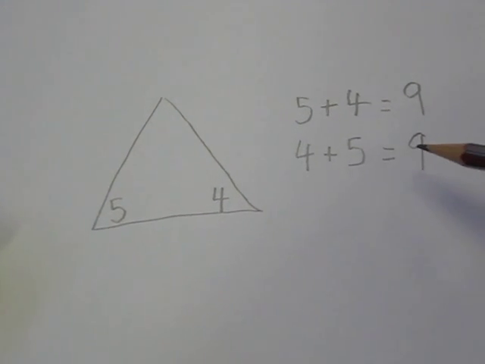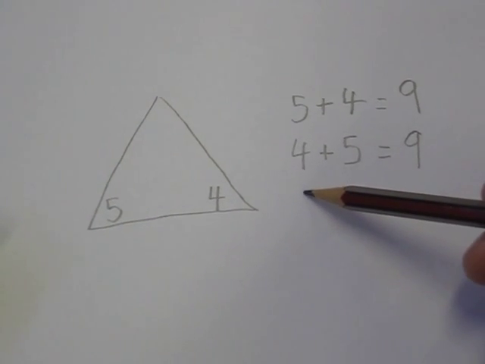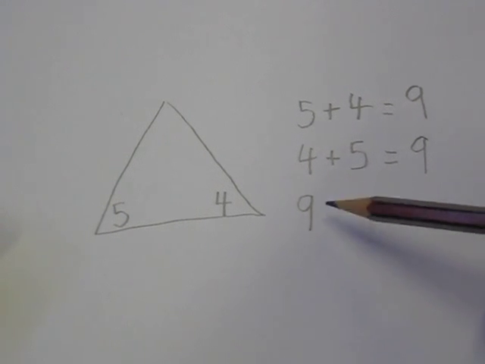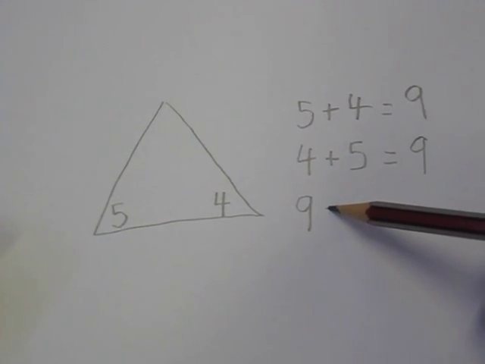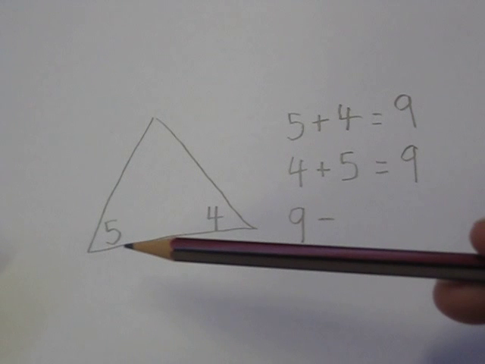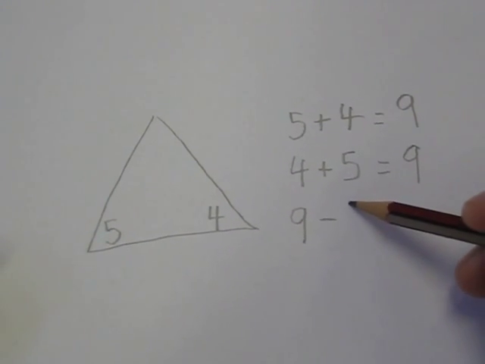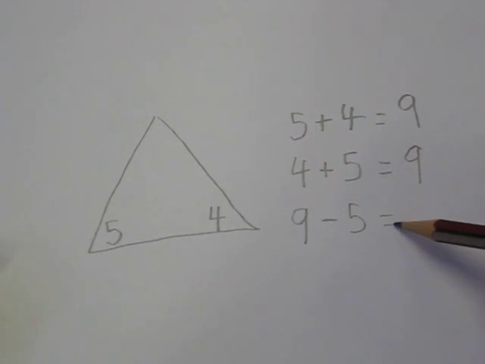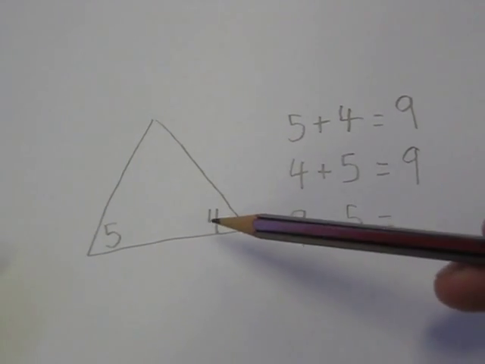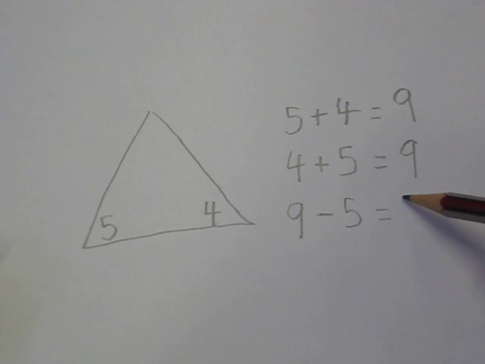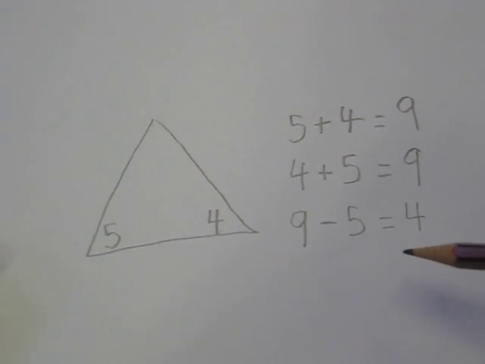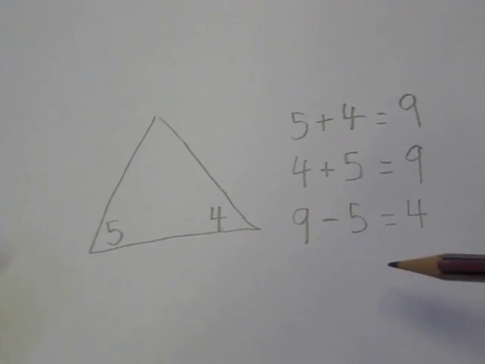Let's do the takeaway. Let's start with the big number. 9. Takeaway. What number do you want to use first? The 5 or the 4? Let's start with the 5. Equals. It has to be the 4. You can use objects or your fingers to help you check.